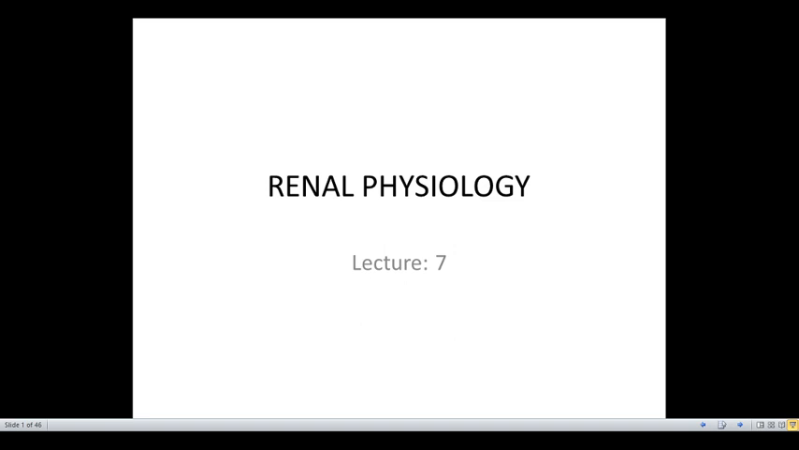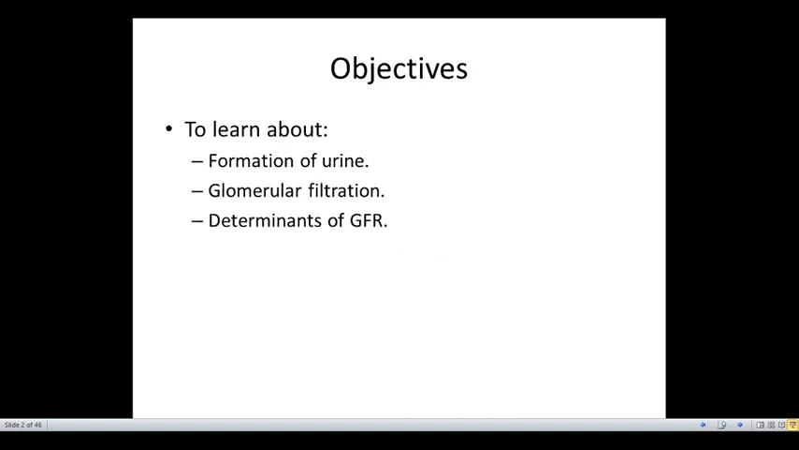Dear students, Assalamu alaikum. In the last lecture, we studied about micturition and its abnormalities. The objectives of today's lecture are to learn about formation of urine, glomerular filtration, and determinants of glomerular filtration rate.